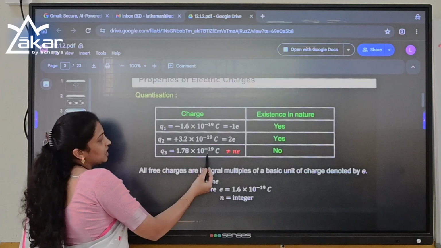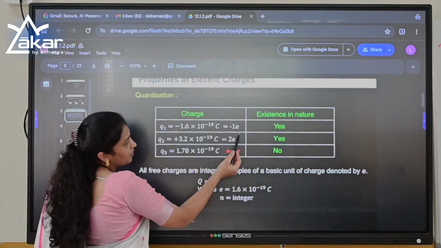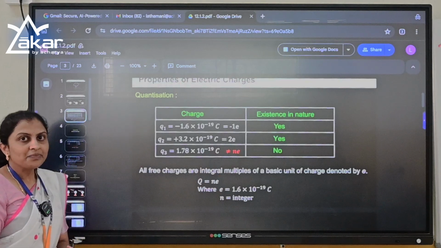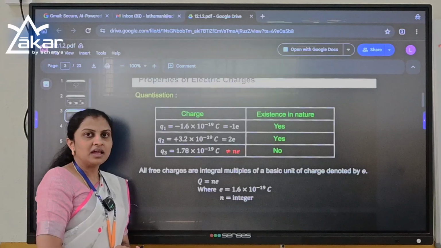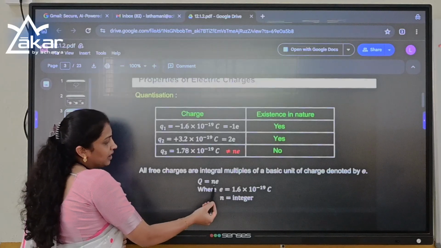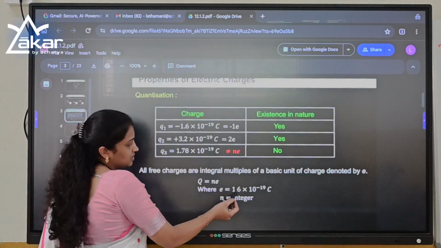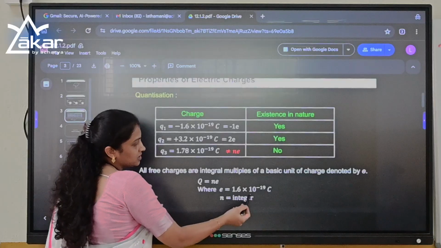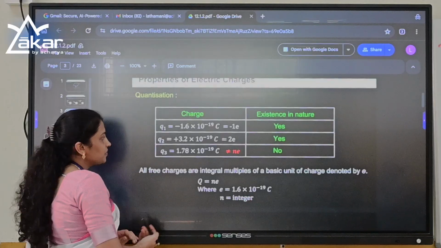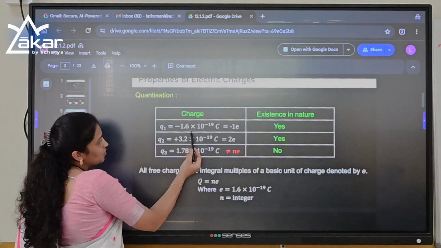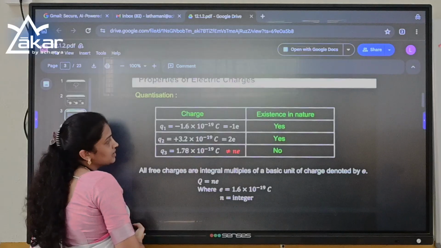So all free charges are integral multiples of the basic unit of charge, that is Q = N × E. So here N is an integer and E is the charge. The charge is 1.6 × 10^-19 coulomb. So here I have taken 1 × 1.6 × 10^-19.